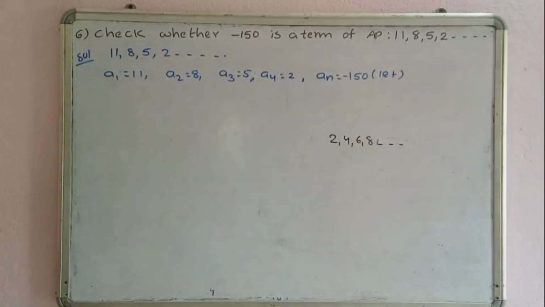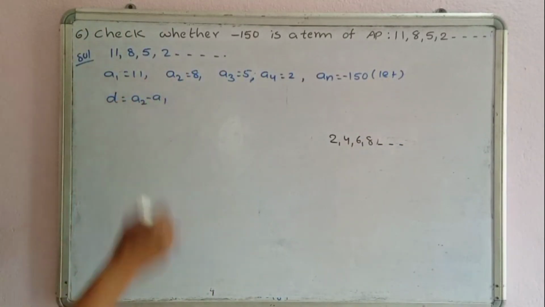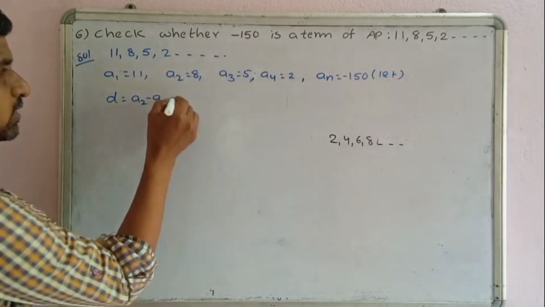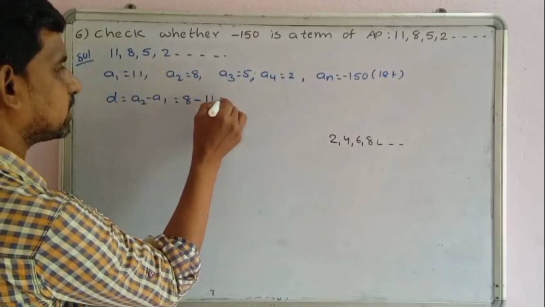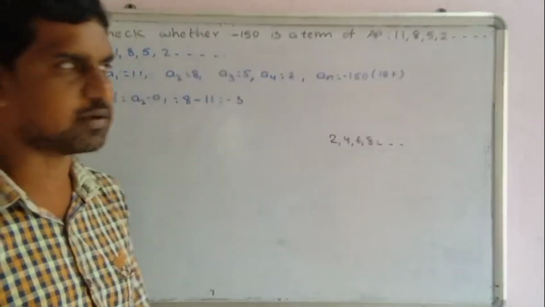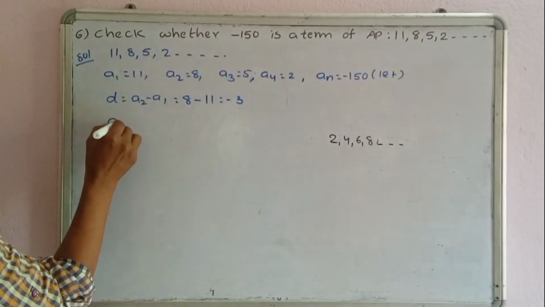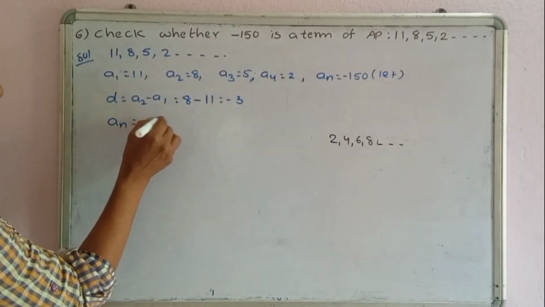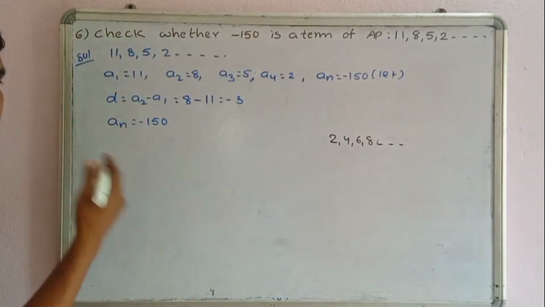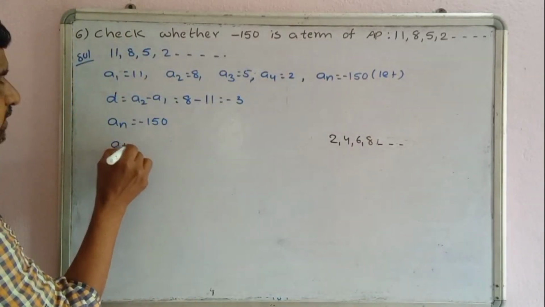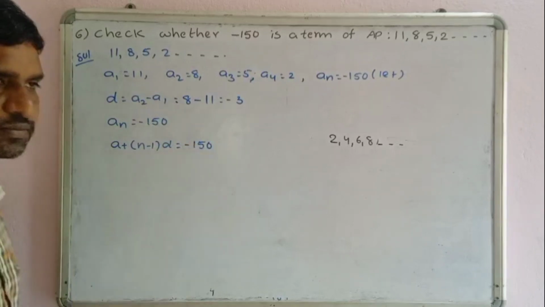Okay, so first find the common difference. D equals A2 minus A1. So what is the value of A2? 8 minus A1, which is 11. Yes, so minus 3. 8 minus 11 is minus 3. So what is the AN formula? AN equals minus 150. What is the formula of AN? A plus (n minus 1) into D equals minus 150.